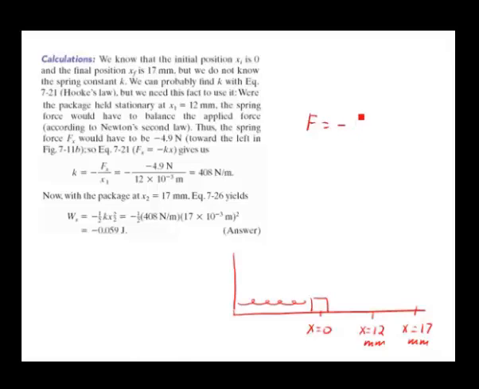Because we can write down F equals minus K times the position, and it's going to be 12 millimeters, 12 times 10 to the minus 3 meters. The spring force right at that position is 4.9 newtons. So the spring provides a force of 4.9 newtons. We can solve for K.